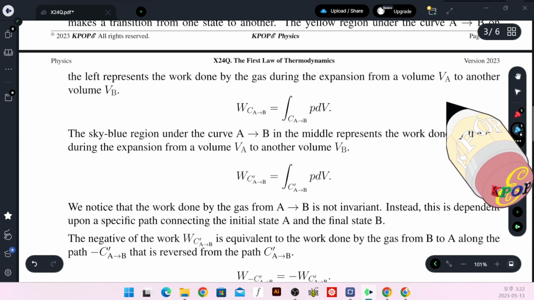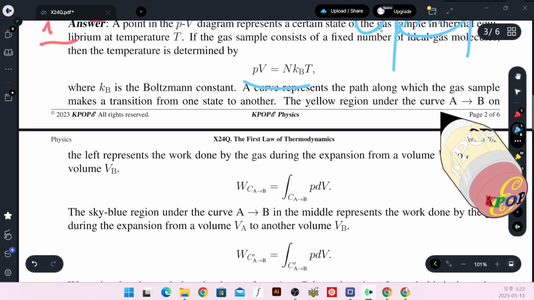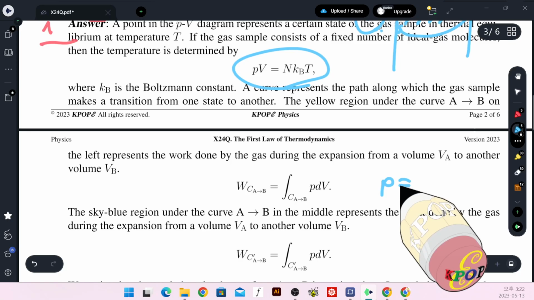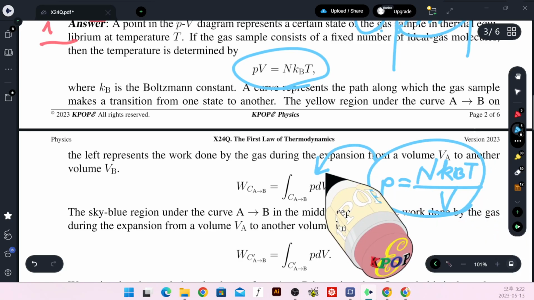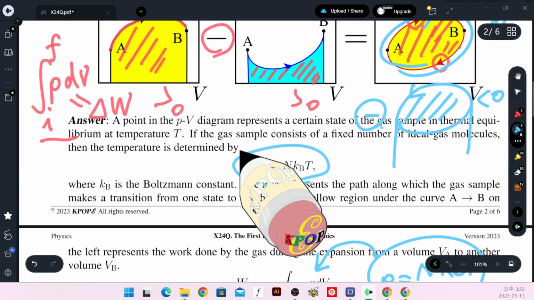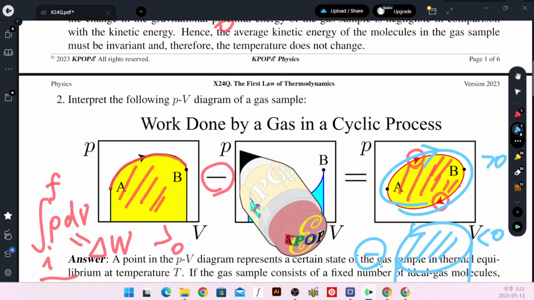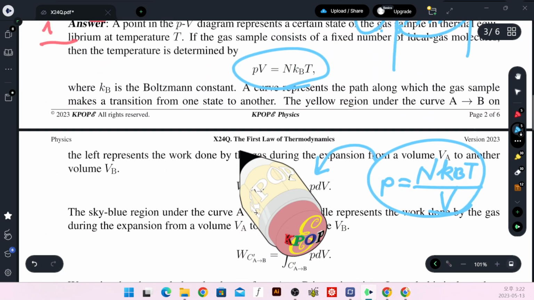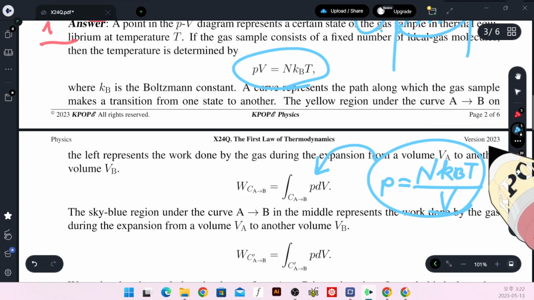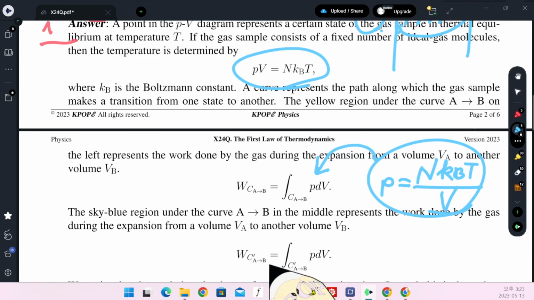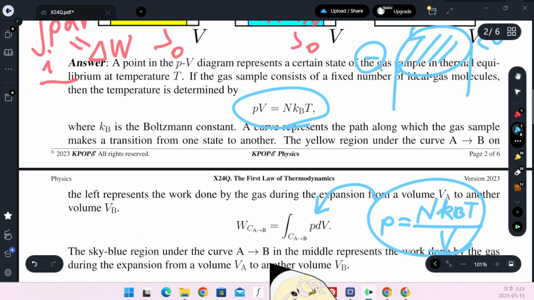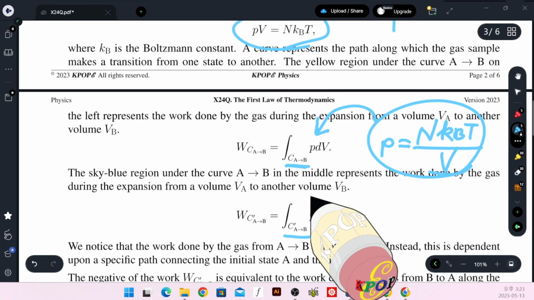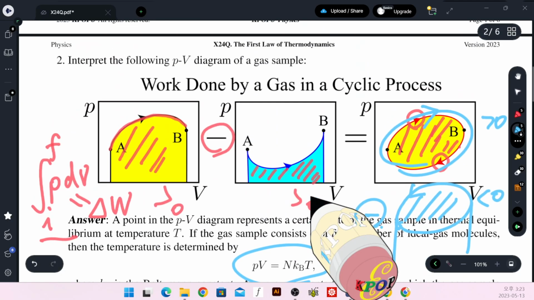So when we compute the work, if you know the state, then the pressure P can be obtained by N kB T divided by volume. So you insert this. Depending on the system, if you know the temperature is fixed, for example, then this integral becomes trivial. All right. Anyway, this integral depends on the shape and orientation of the path connecting A and B.